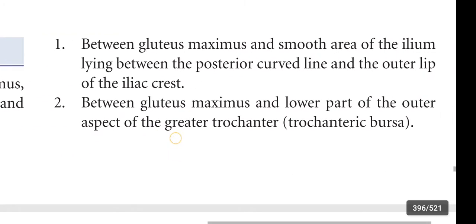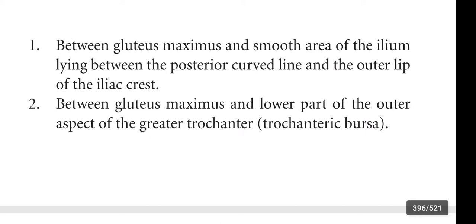First, the bursa under gluteus maximus. The first bursa is present between the gluteus maximus and the smooth area of the ilium, lying between the posterior gluteal line and the outer lip of the iliac crest. The second bursa lies between gluteus maximus and the lower part of the outer aspect of the greater trochanter.